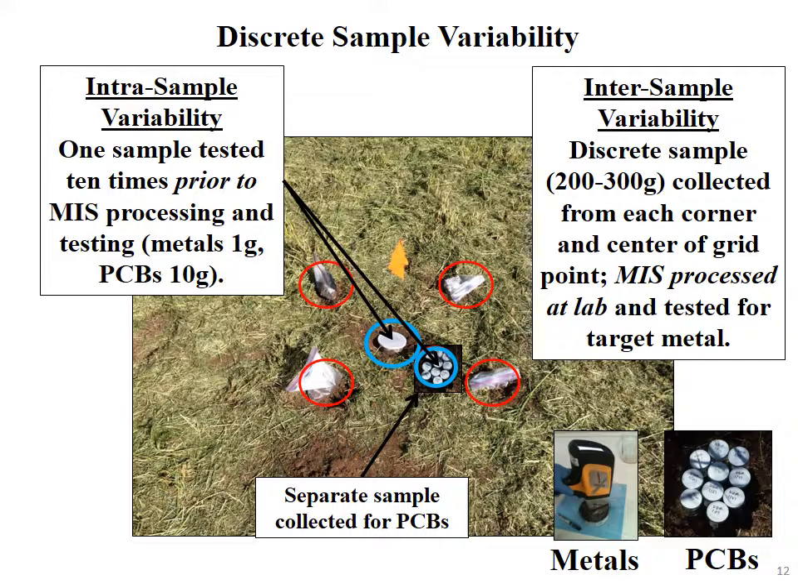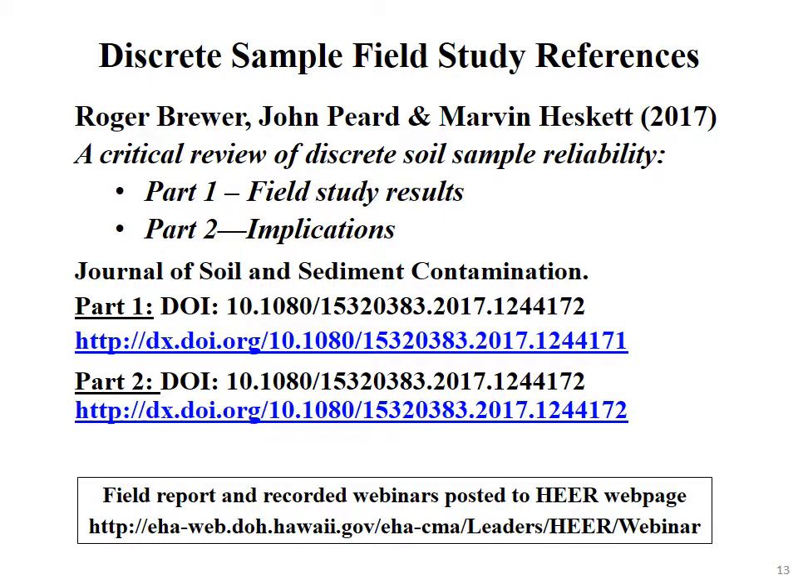This study was recently published as a critical review of discrete soil sample variability. We published it in 2 parts. Part 1 is the field study results, part 2 implications. And these were published in the Journal of Soil and Sediment Contamination by AEHS. The field report, and there's some more detailed recorded webinars, are posted to our webpage and available.